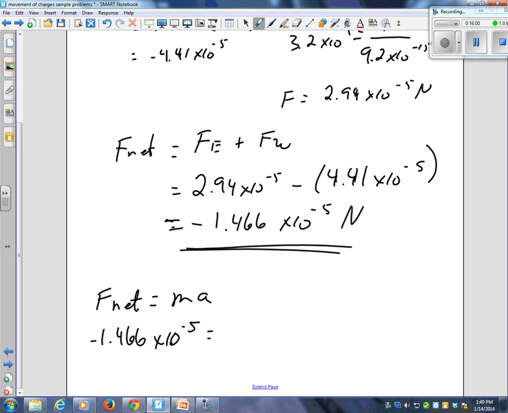What's the mass of this thing? 4.5 times 10 to the minus 6.